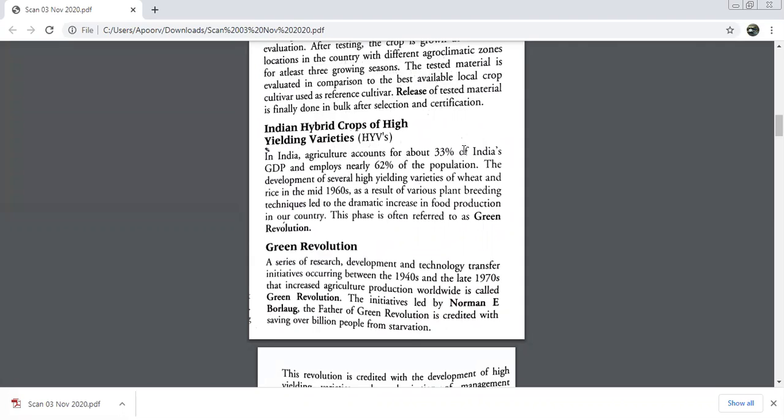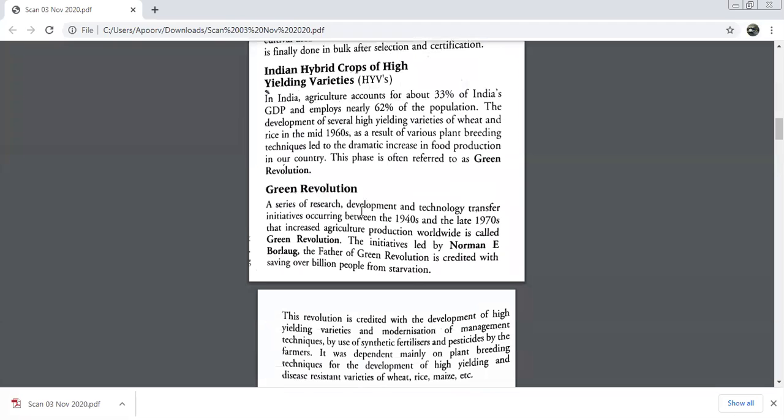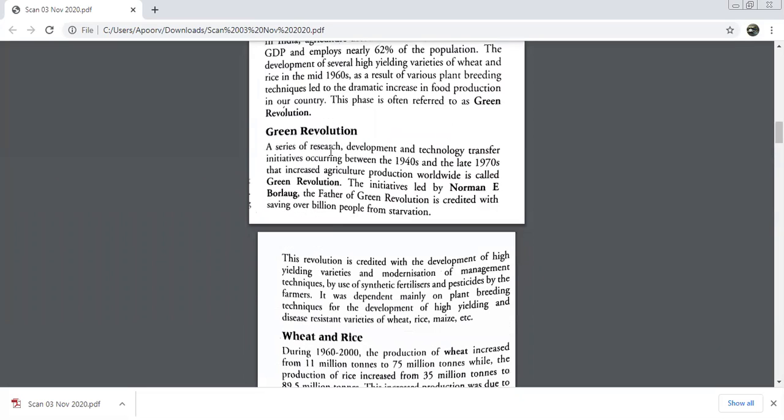Nowadays, we have high yielding varieties of wheat and rice also, which were introduced in the year 1960. And how did we get these better varieties? By hybridization. Because there was a lot of increase in the food production in our country, this phase, that is the 1960s, is also known as the Green Revolution. We had a lot of research, development, and technology between 1940 to 1970. And because of this, agriculture production increased. This is what we call Green Revolution.